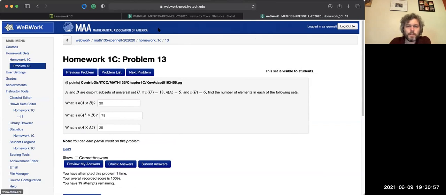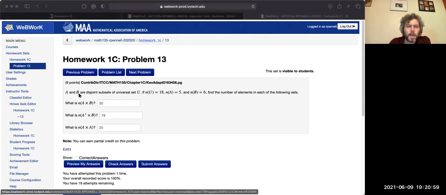I want to mention something about this problem, problem 13. A and B are disjoint sets. If the universe is 18, A is 5, B is 6, find the number of elements. This is the Cartesian product that we learned about last time, Monday night. And remember, the product is just multiplication. It's just multiplication. So you can multiply just like before. So A cross B would be 5 times 6 for me. 5 times 6, and that's 30. So you can just multiply those numbers, and that is how many would be in that Cartesian product that we talked about last time.